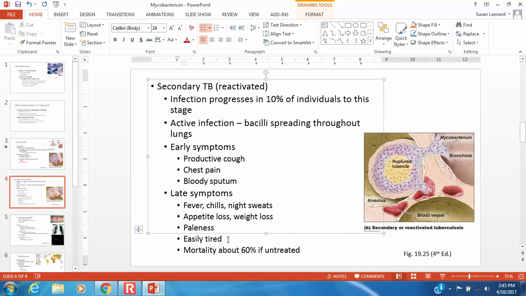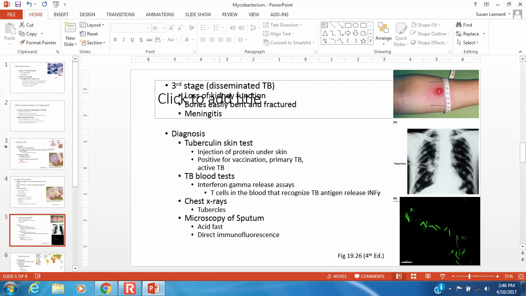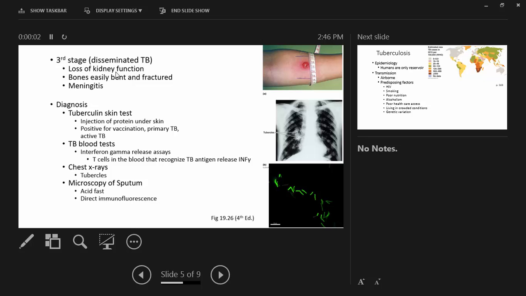But patients were really tired. That's where the name consumption came from. It's a disease that tends to consume the patient. Without treatment, mostly patients would die if it progresses to secondary TB. And then in a lot of patients, that would move into the third stage.